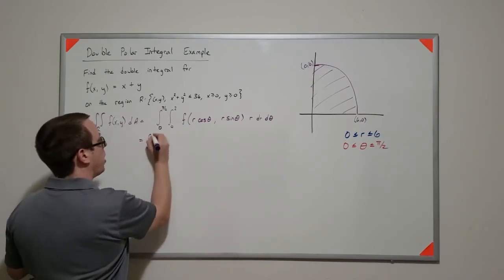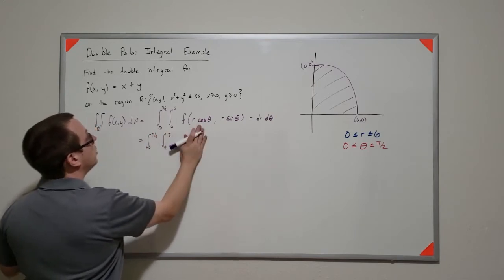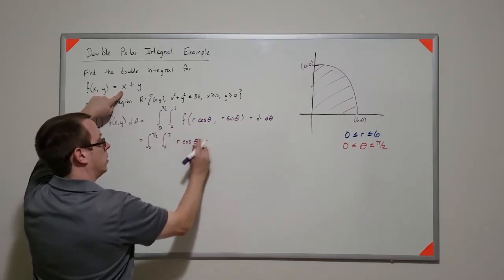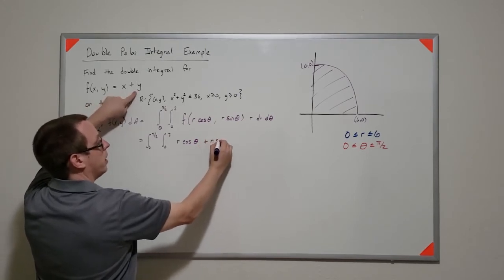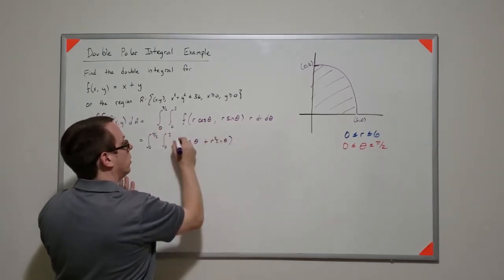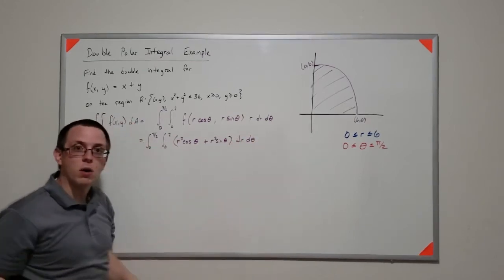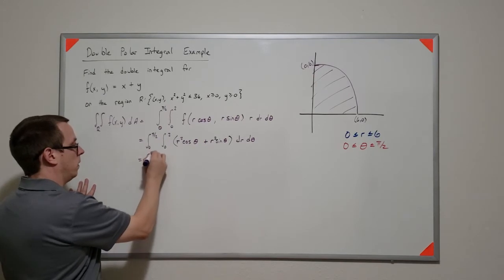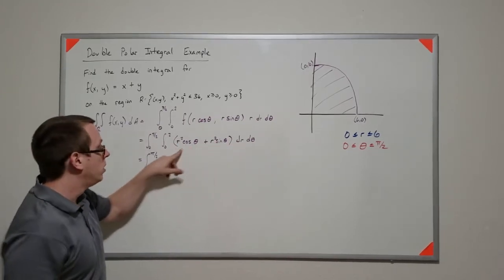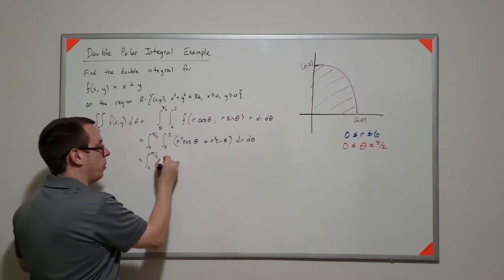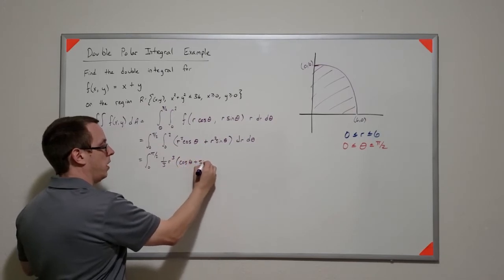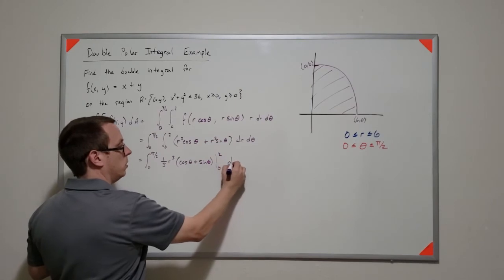So what we have is 0 to pi over 2, 0 to 2. Anywhere I see x, I plug in r cosine theta. And anywhere I see y, I plug in r sine theta. And then I have this r multiplied by everything, so that's actually r squared on both, dr d theta. If I take the antiderivative here, the thetas are constant since we're integrating in r. The r squared can be factored out of both of these. So I get 1/3 r cubed, cosine theta plus sine theta, from 0 to 2, d theta.